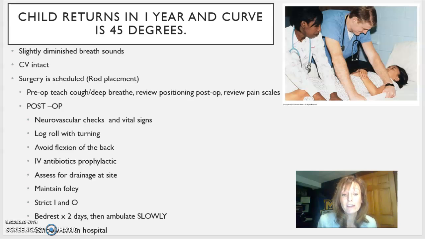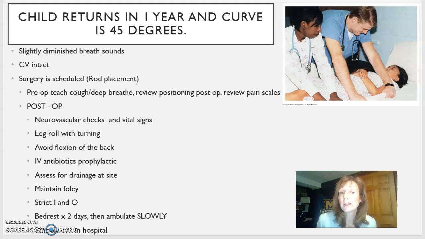We will be administering IV antibiotics prophylactically because the surgery is so close there by the spine. We need to make sure that we give antibiotics because we don't want to get an infection in the spinal cord. We're going to be watching carefully for any drainage at the surgical site. The patient most likely will have a Foley catheter still in place. They're not going to be able to move, get up, and go to the commode, or even sit on a bedpan. So we're watching the intake and output very carefully.